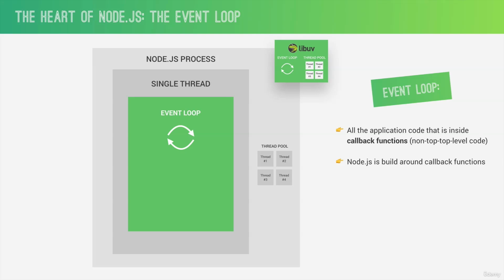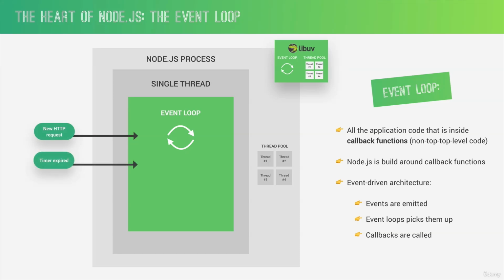So functions that are called as soon as some work is finished, sometime in the future. Remember that? And it works this way because Node uses an event-driven architecture, which is something that we're going to talk about in one of the next videos. But what you need to know for now is that things like our application receiving an HTTP request on our server, or a timer expiring, or a file finishing to read, all these will emit events as soon as they are done with their work.